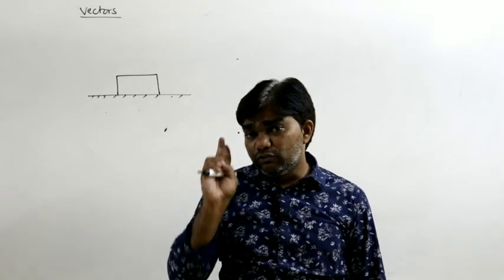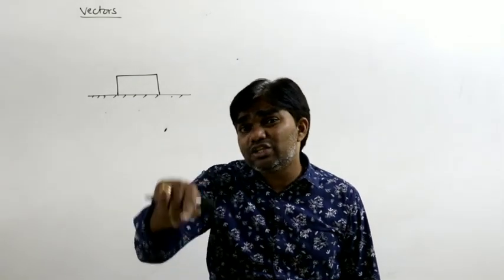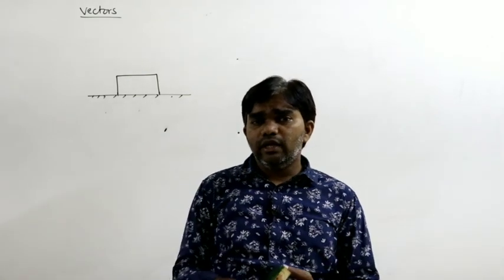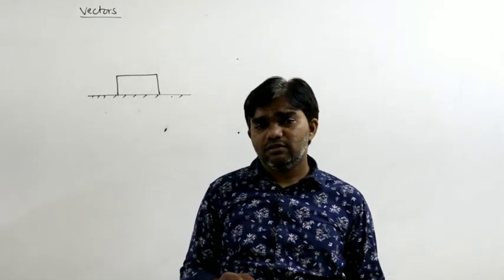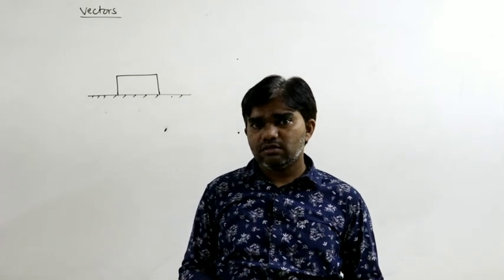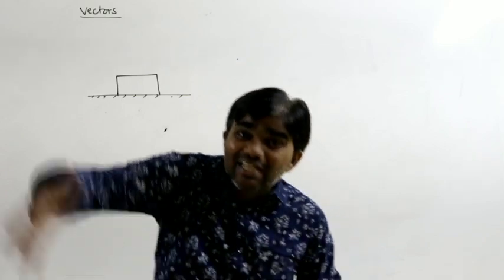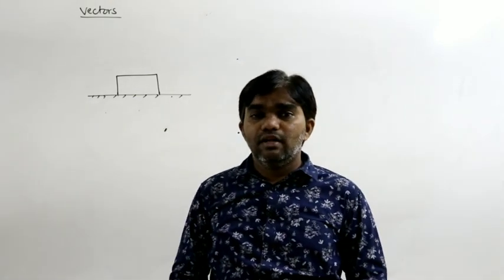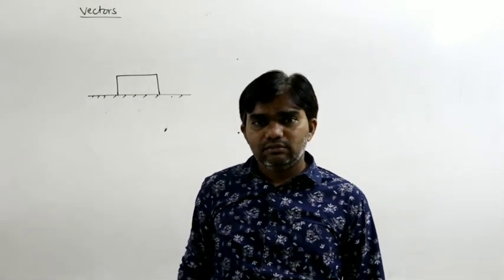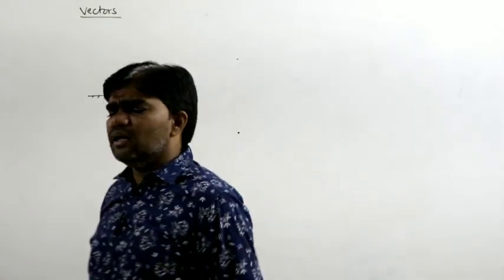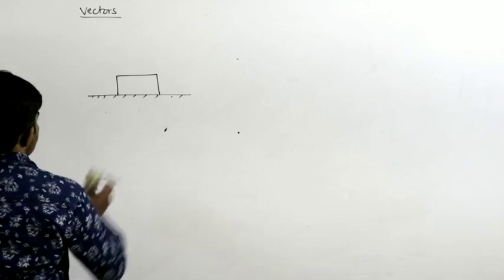For example, two forces act on the body. In what direction does the body move? In the resultant direction. If a body has two velocities, for example along the x-axis and y-axis, in what direction does the body move? In the resultant direction of these two. So whenever any two vectors come into play, definitely there must be a resultant. How can you find out the resultant vector?